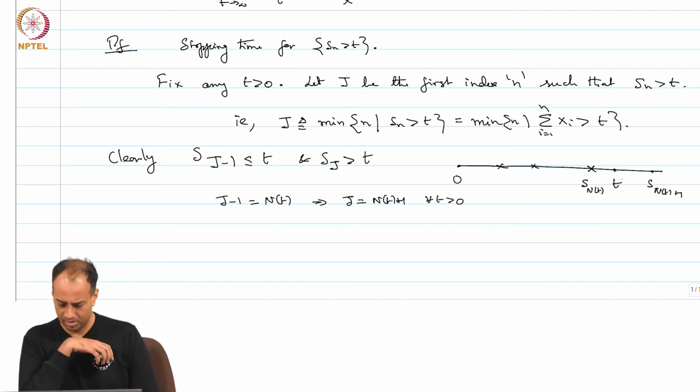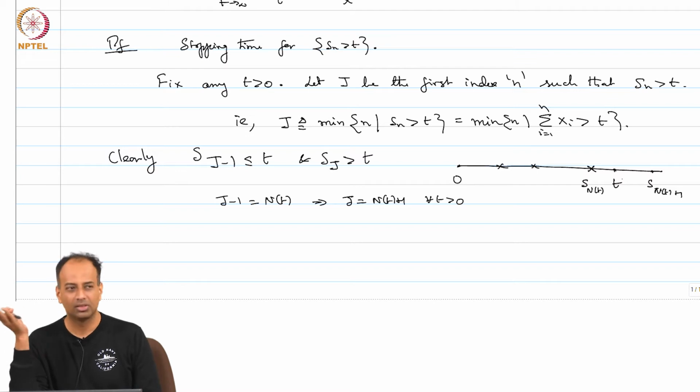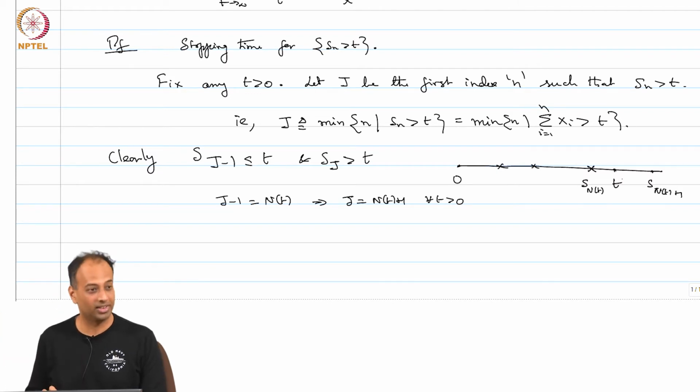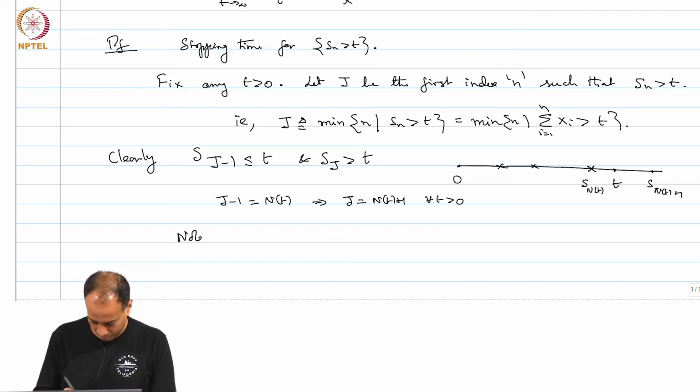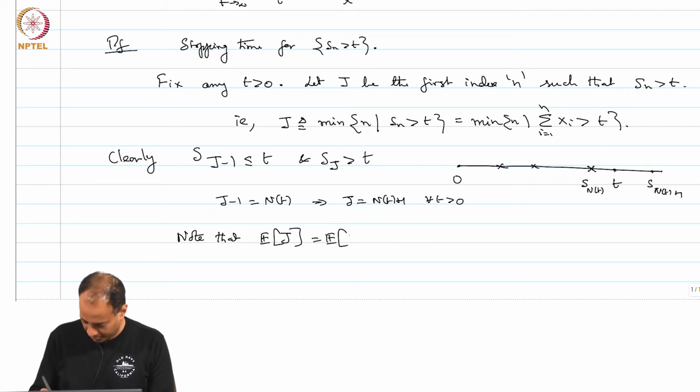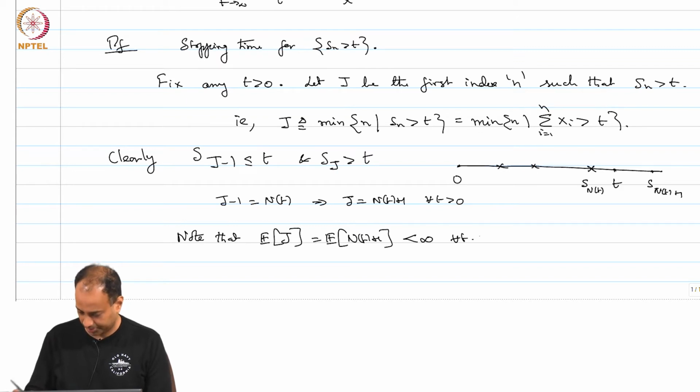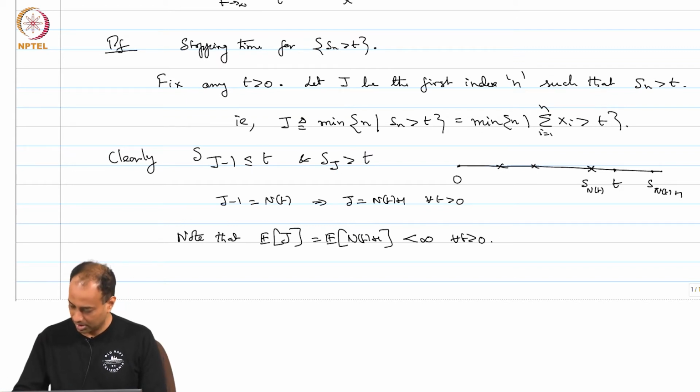And is this finite with probability 1? For every t, n t is finite. So, j is finite with probability 1 and expected n t is also finite, correct. So, expected j is finite, correct. So, we can invoke Wald, right. Note that expected j is equal to expected n t plus 1, which is finite for all t, by Wald.